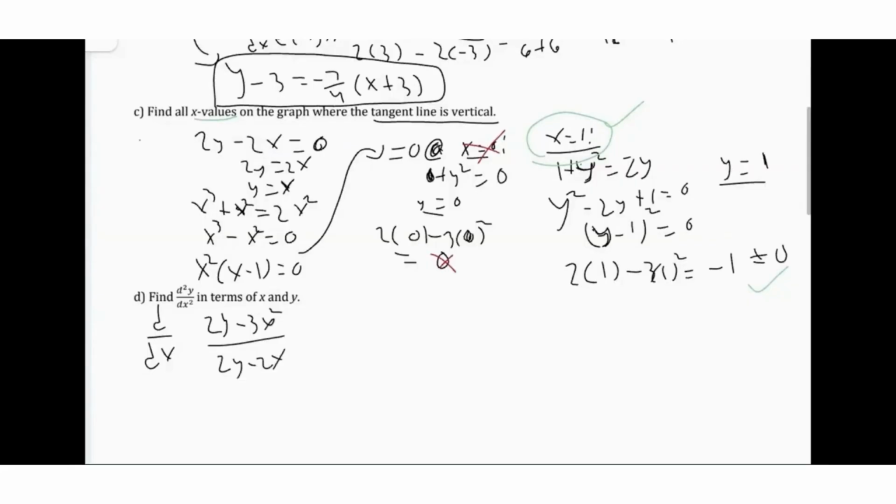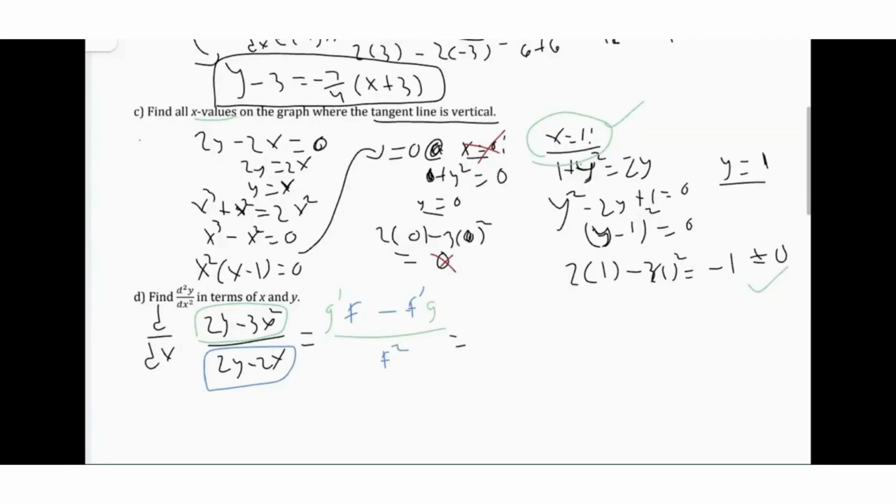is equal to, so for quotient rule, remember, if I split this up into green and blue, you're going to want to do green prime times blue minus blue prime times green, all over blue squared.